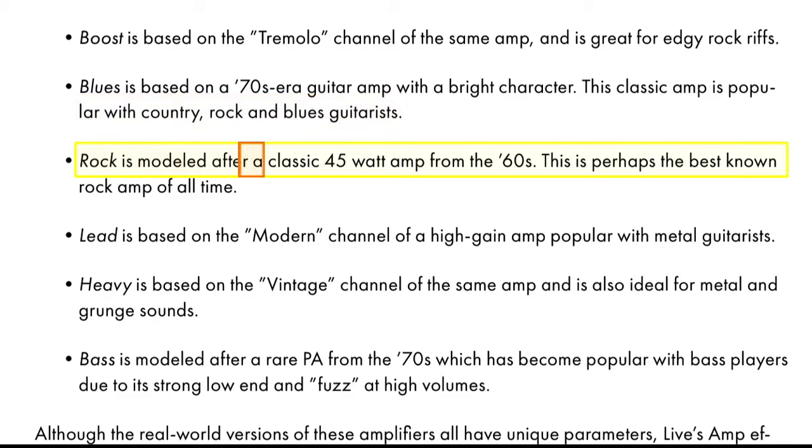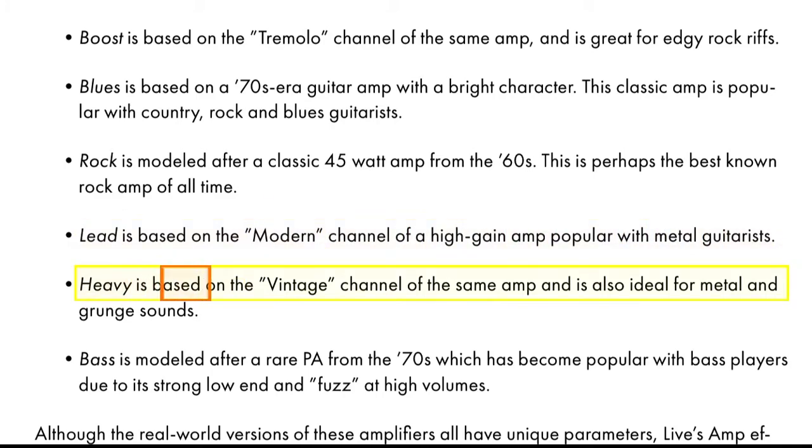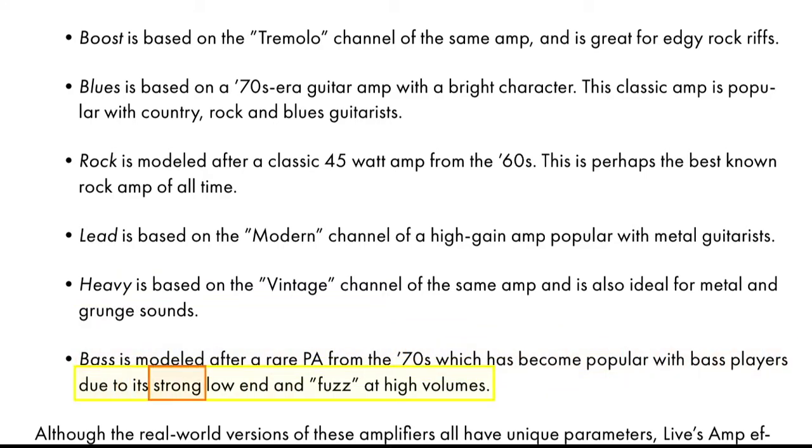Rock is modeled after a classic 45-watt amp from the '60s. This is perhaps the best-known rock amp of all time. Lead is based on the modern channel of a high-gain amp popular with metal guitarists. Heavy is based on the vintage channel of the same amp and is also ideal for metal and grunge sounds. Bass is modeled after a rare amp from the '70s, which has become popular with bass players due to its strong low end and fuzz at high volumes.